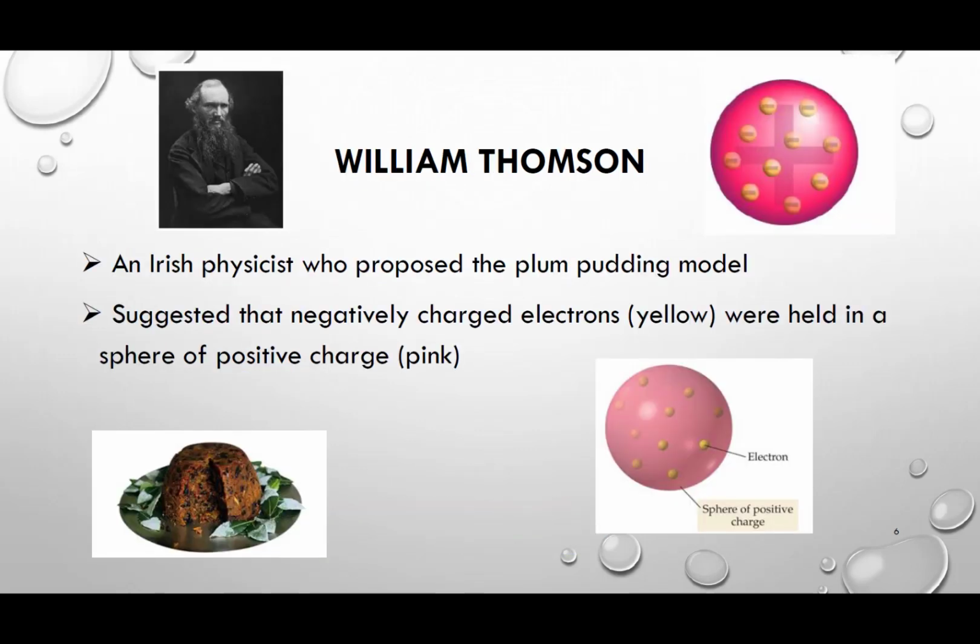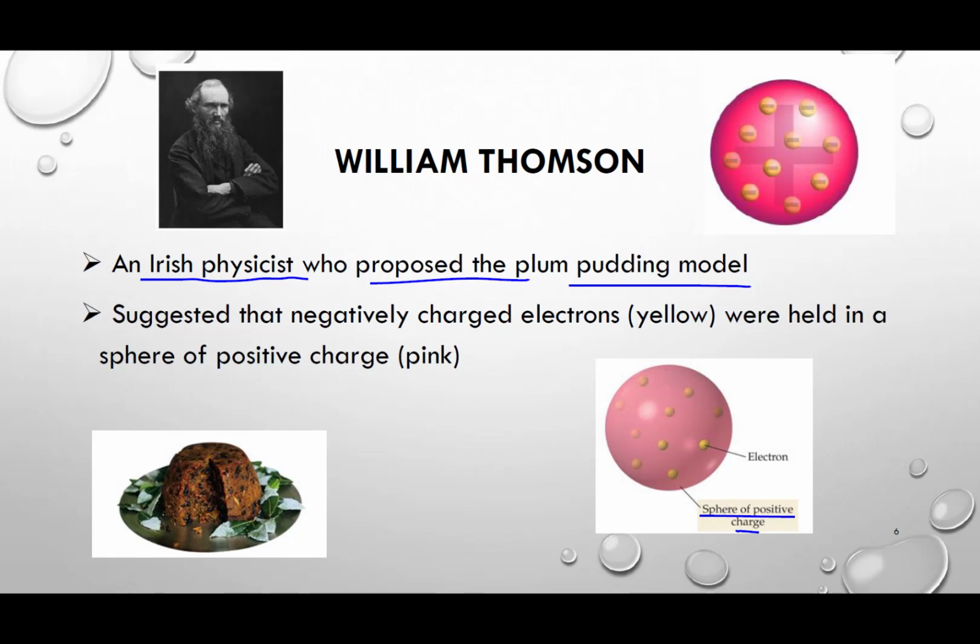The next scientist is William Thomson. He was an Irish physicist, and he proposed the plum pudding model. You might have heard of it in the past, or if you have taken chemistry in high school. What he assumed was a raisin cake, like this picture. The sponge of the cake is the sphere of positive charges, and the raisin itself is the electron. What he said was that electrons are held in the sphere of positively charged species.